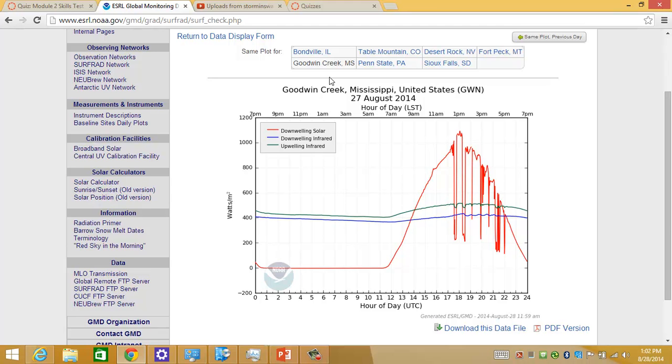Then the rest of it is pretty straightforward. You just have to look at the graph and figure out what the radiation budget is. You're given an equation as to how to figure out what the radiation budget is. And you'll have to read the values on the left side of this graph. These are all in watts per square meter. So it's essentially the amount of energy per area at the surface of the Earth from these 3 sources, from downwelling solar, from downwelling infrared, the blue line, and from upwelling infrared.